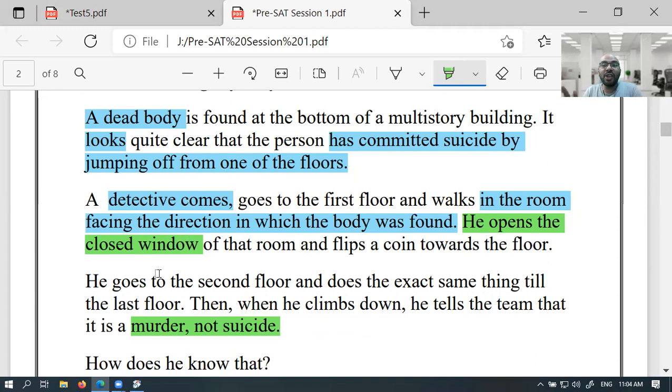If it was suicide, he would jump from the window and the window would be open when the detective came. That's it. It was a tough one, I know. Thank you, Saeed. Wow, Saeed.